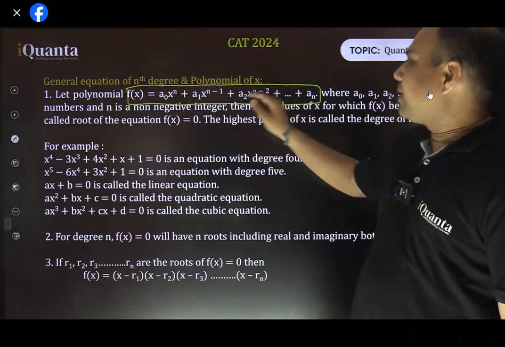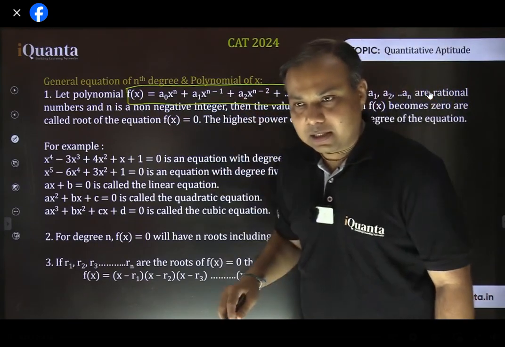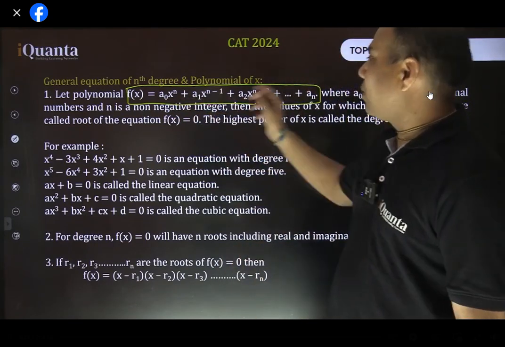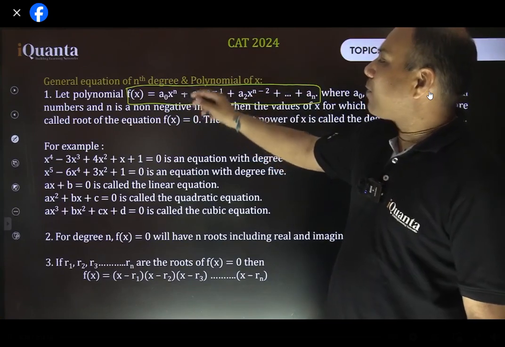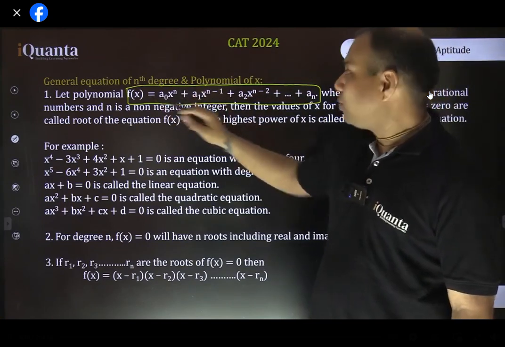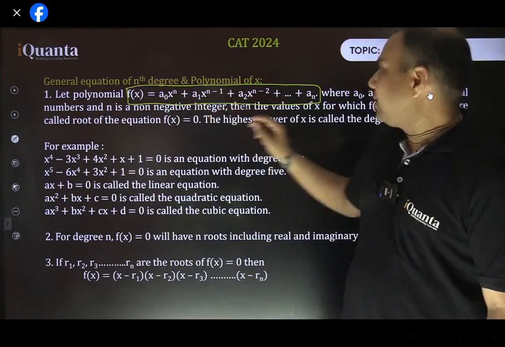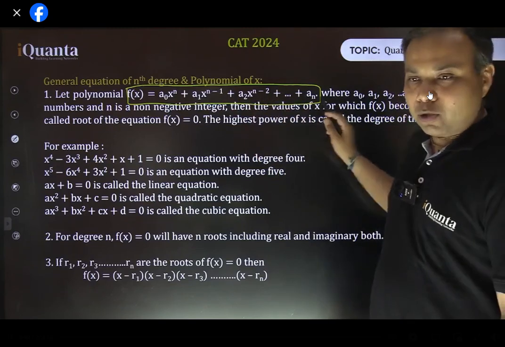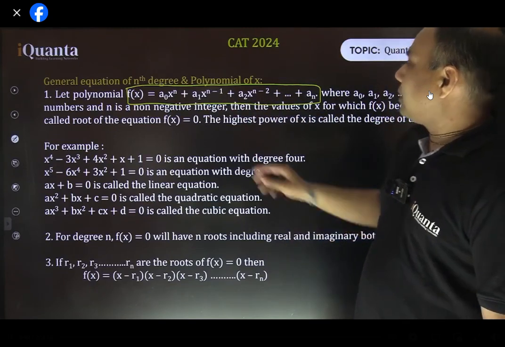Here a0, a1, a2 up to an, they are called coefficients, right? They are called coefficients of those particular variables. x is the variable. So x^n, what is the coefficient of x^n? It is a0. Coefficient of x^(n-1) is a1. Coefficient of x^(n-2) is a2, and so on. Fine.